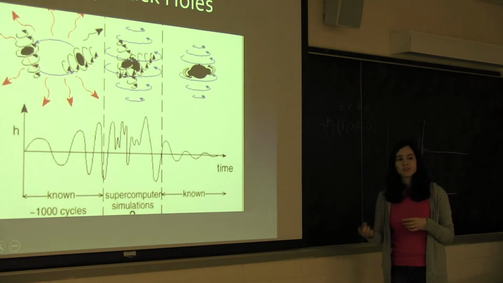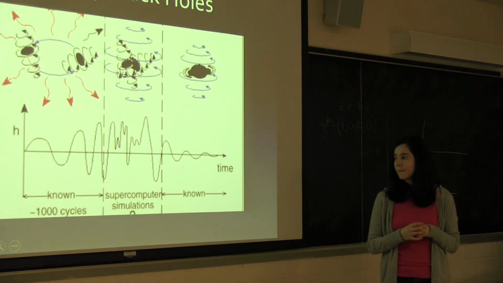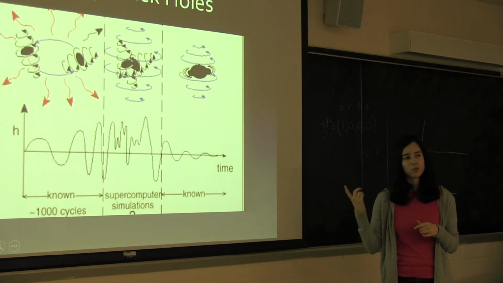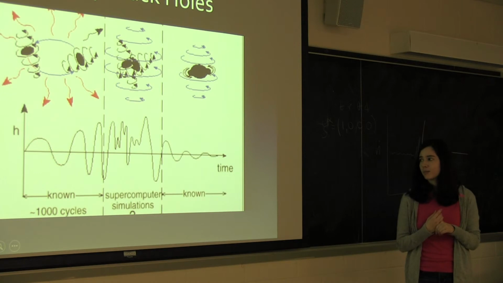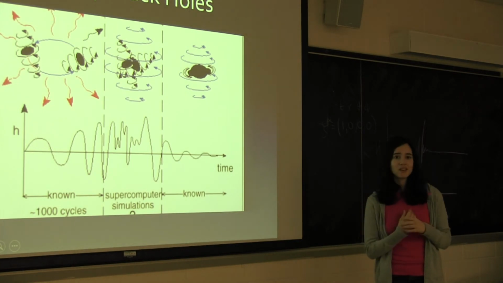And if you add spin to the system, you'll have a lot more energy radiated. So what we found, our group, and I think some group at RIT, is that black hole systems, binary black holes, can radiate as much as 12% of their total mass.